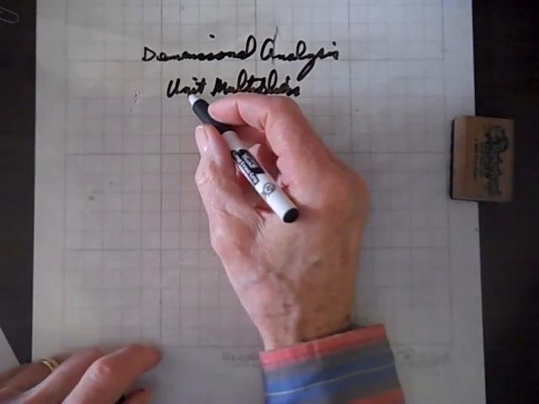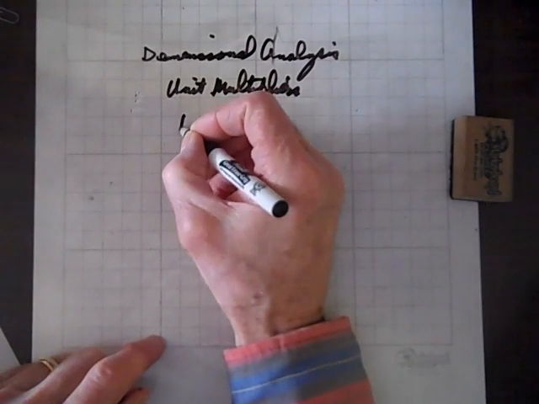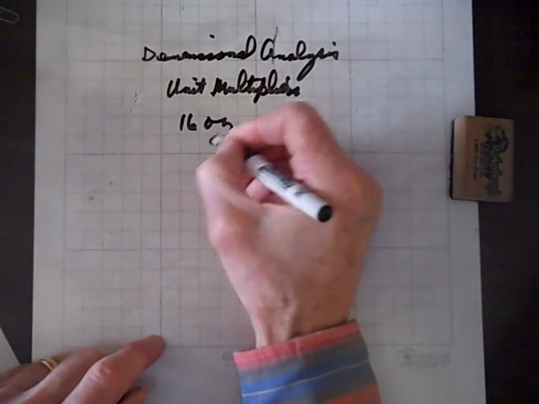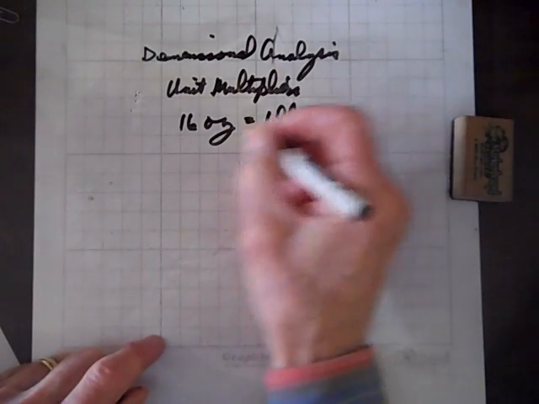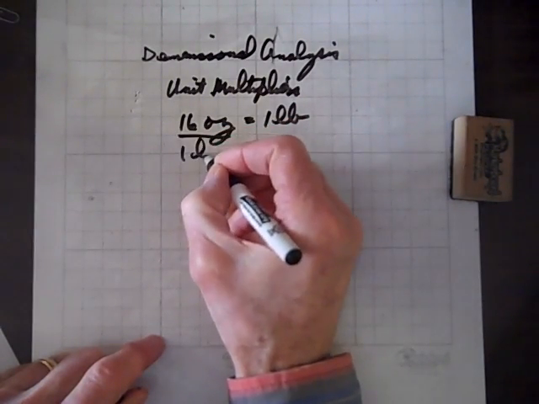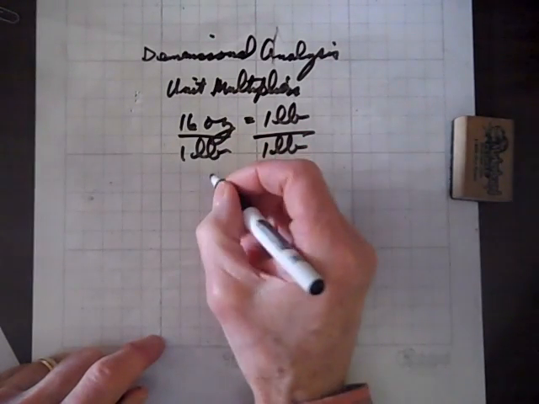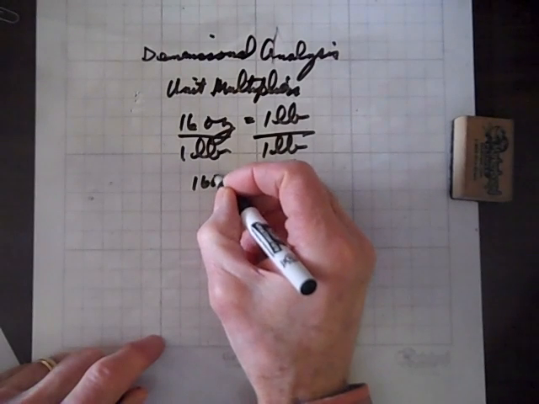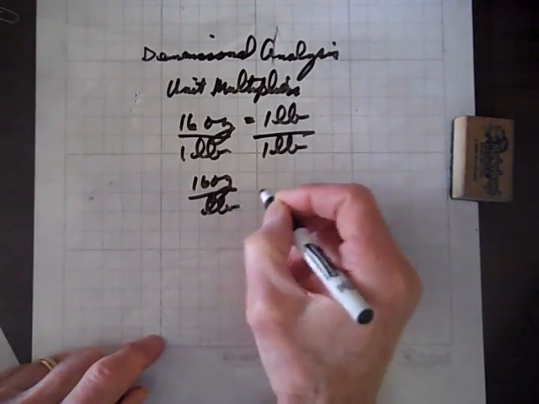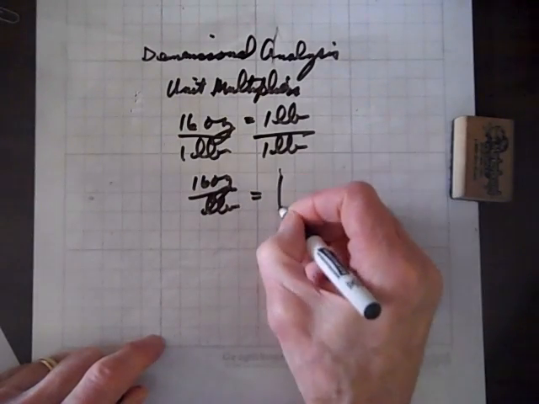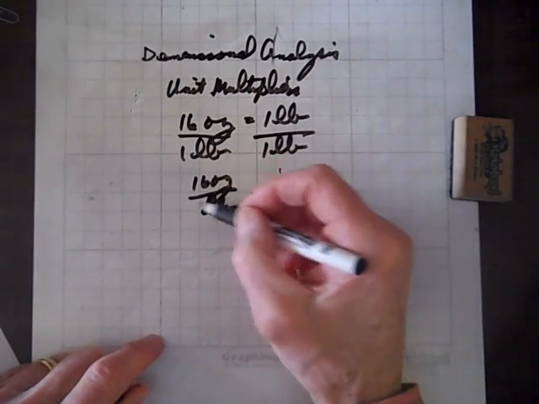Unit multipliers, unit implying the value 1. So if 16 ounces equals 1 pound, if we divide both sides by 1 pound, we get 16 ounces per pound equals, this quotient is 1. So that's a unit multiplier.